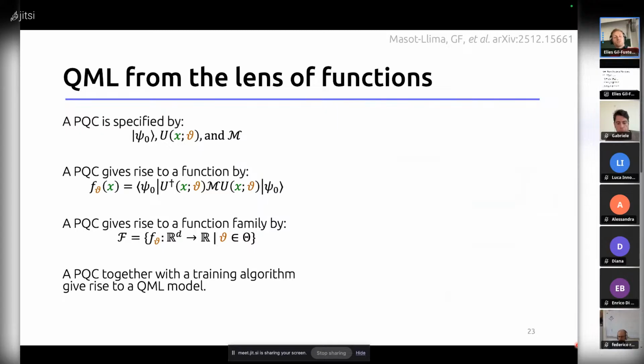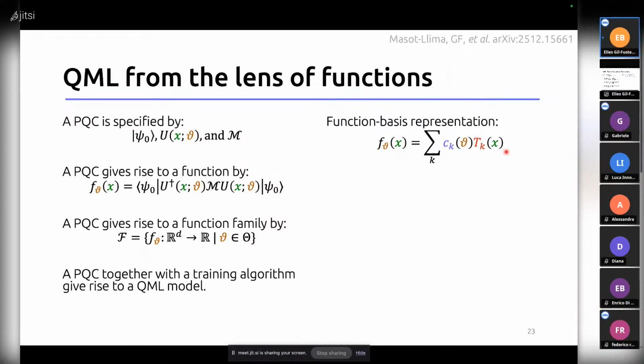Now, if you put some training algorithm on top that will fix the values of the thetas, you have a quantum machine learning model. And there's this view, sometimes referred to as the Fourier picture of parameterized quantum circuits, that says that very often these functions can be written as some linear combination of some other function basis. Here k is the index of the function basis. K could well be a multi-index, this is just for simplicity. Usually these t_k are trigonometric functions. But notice that we have the input x, some function basis t, the parameters theta, and some coefficients c.